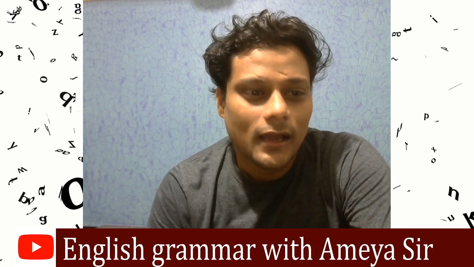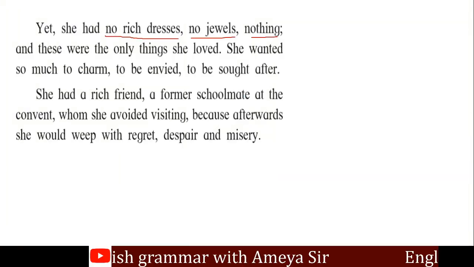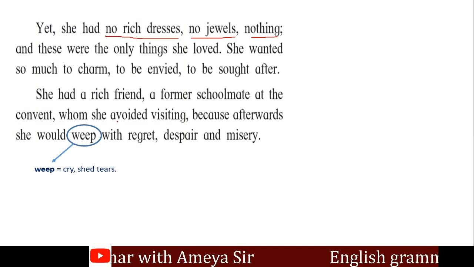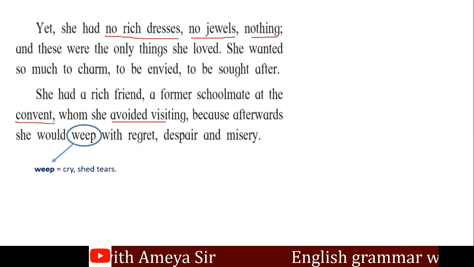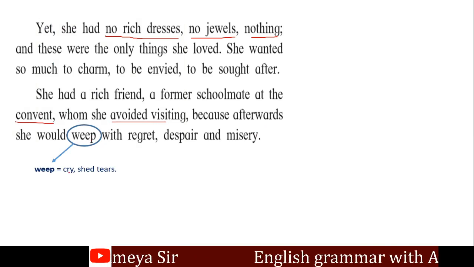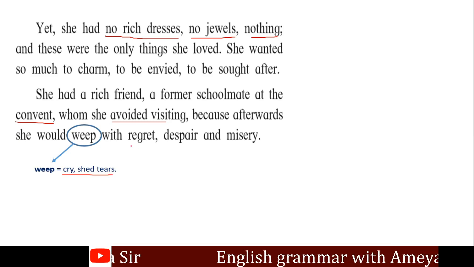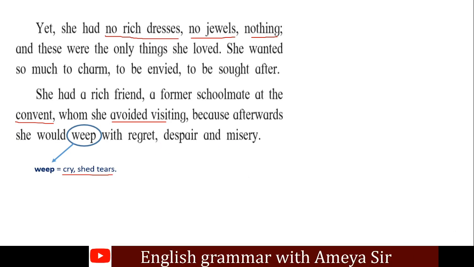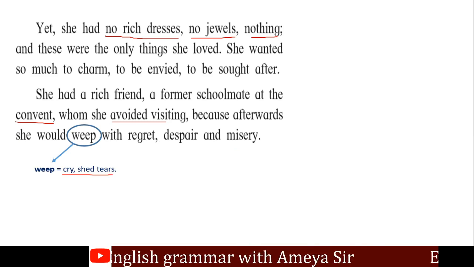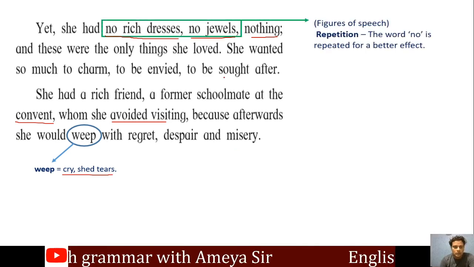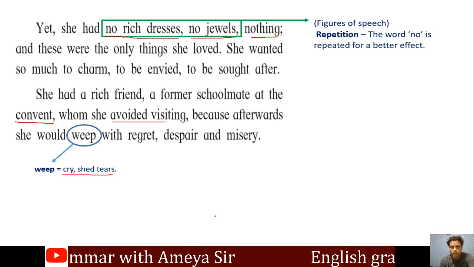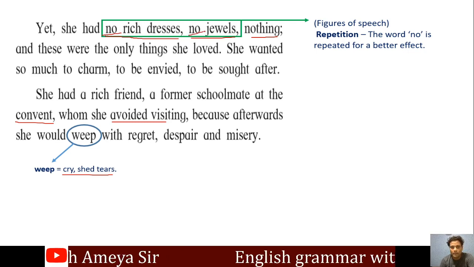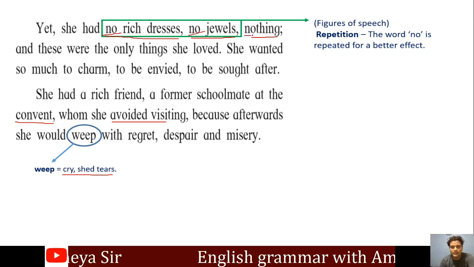Let's proceed. Now, the lesson states that she used to avoid her convent friend, schoolmate, because later she would weep. That means she would cry or shed tears with regret, despair, and misery. I'm sure there are a lot of figures of speech involved, guys. This lesson is written in a very nice manner. First entry for figures of speech: no rich dresses, no jewels. You'd see that the word no is repeated for a better impact. And I would also go ahead and say that this is hyperbole.